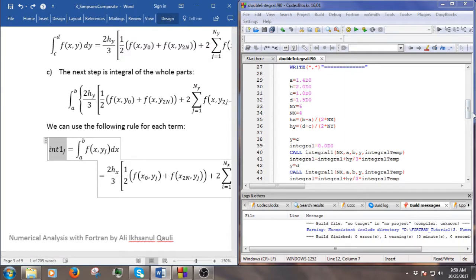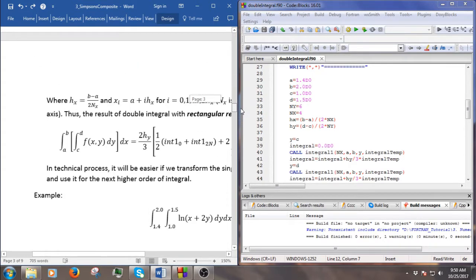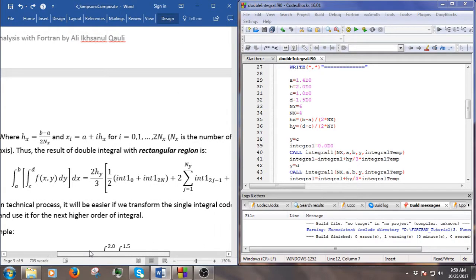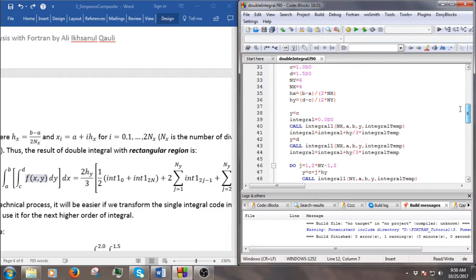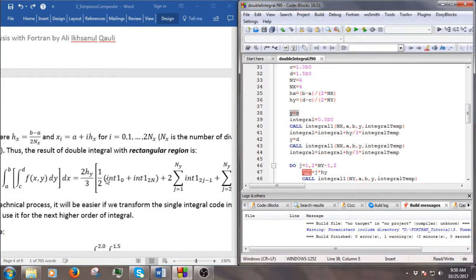Okay, we can have a look at the final expression of the result here. The first line here, this line calling the integral one subroutine, computes this part. As you can see, y equals c means y0, or g equals 0. So we get this, and we store the result into the integral variable, and then the last y, I mean the y where g equals ny.